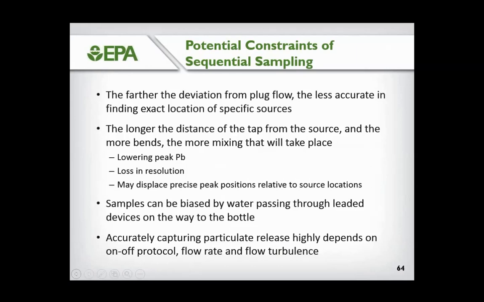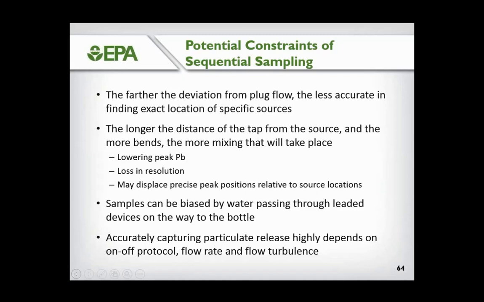The farther deviation from plug flow, the less accurate in finding the exact locations of the sources. The longer the distance of the tap from the source and the more bends, the more mixing will take place. Samples can be biased by water passing through leaded devices on the way to the bottle. So sometimes you see a high lead spike.